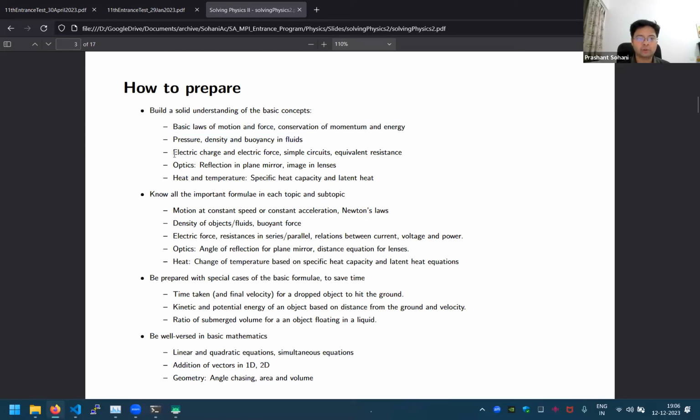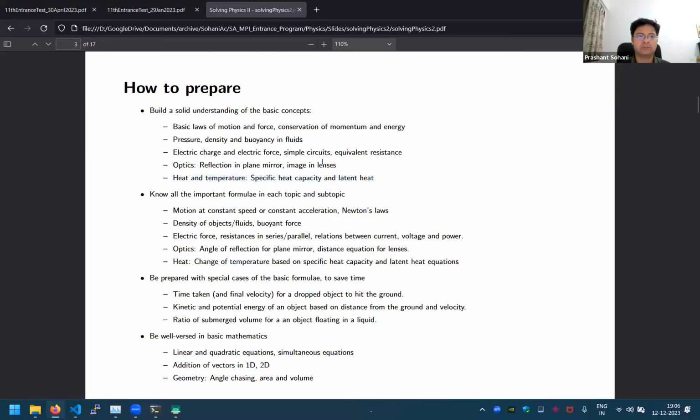So today we are going to see questions of these three topics mainly: electricity, like electric charge, force, simple circuits like equivalent resistance of series and parallel circuits; some basic optics like how objects get reflected in the mirror or in a convex lens; and heat and temperature like specific heat, latent heat, and those concepts.